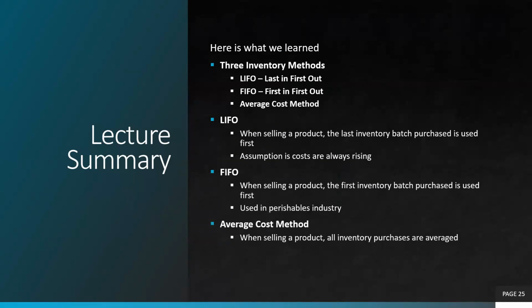In LIFO, when you're selling a product, the last inventory batch that you purchased is used first. And that's always assuming that the costs are always rising with LIFO. In FIFO, when you're selling your products, the first inventory batch that you purchased is sold first, and it's typically used in the perishables inventory. With the average cost method, when you're selling a product, all inventory purchases are averaged out.